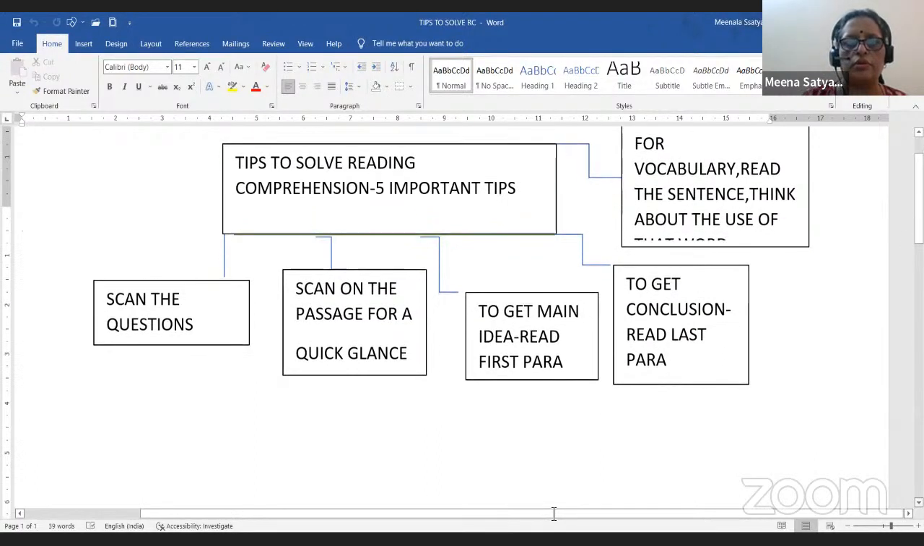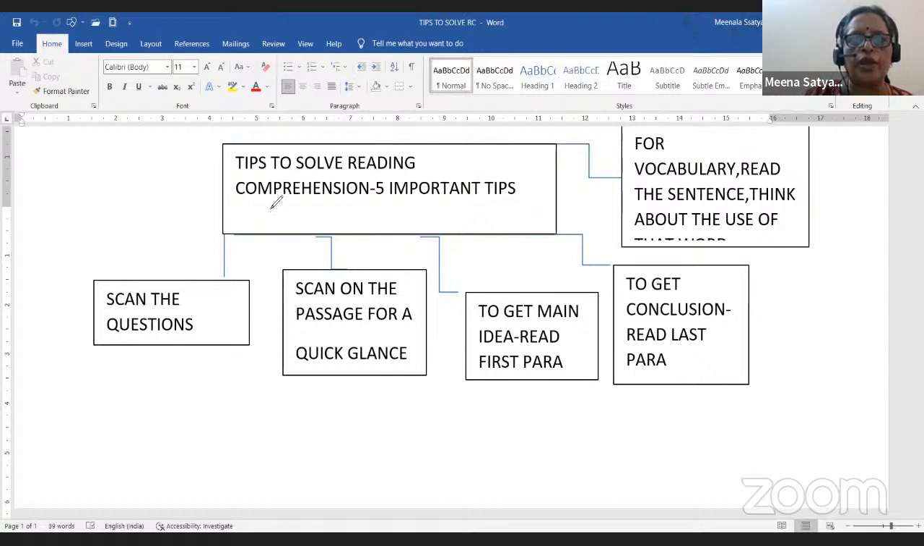I have said something called tips to solve the RC, that is the reading comprehension. I have said there are 5 important tips. Now, what are these 5 important tips that I'm talking about? I told you, as soon as we see the comprehension passage, we get scared, we get frightened. One is the length, next is the words used, and then we have that habit of reading through. Now, look, this is a competitive exam. You have to work hard, but in a smart way.